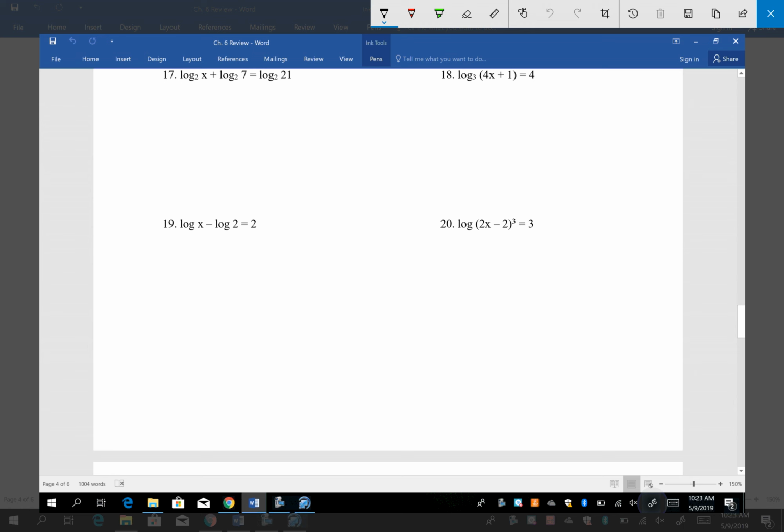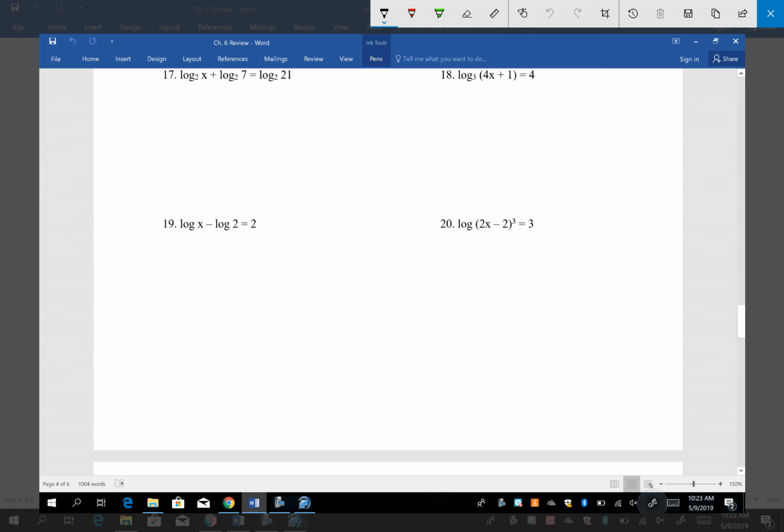Goal number 1 is one log on one side. Is that happening? No, there are 3 logs. We're looking at 17. Is this one log on one side? No, there are 3 logs. When I'm solving logarithmic equations, if there's log in the question, then you're looking for goal 1 or goal 2. That was goal 1. Goal 2 is to have one log on each side.